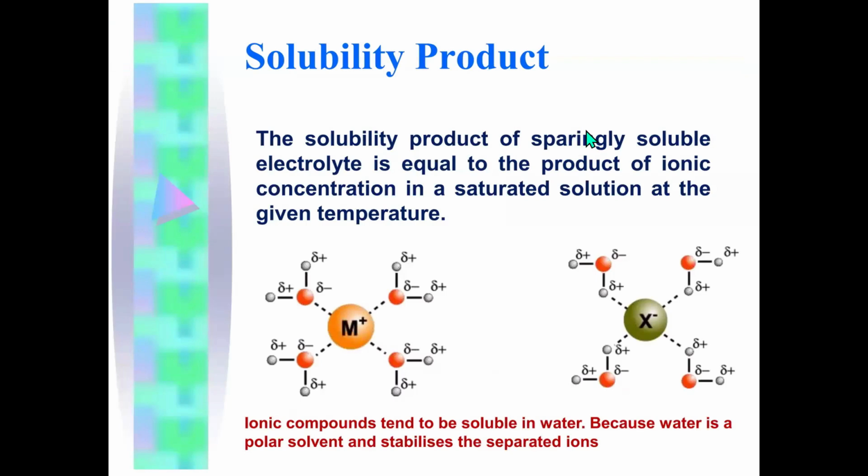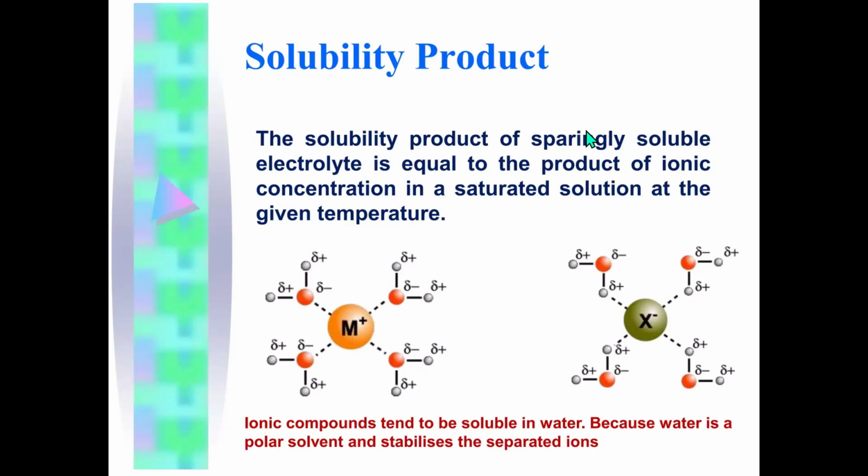The solubility product of a strongly soluble electrolyte is equal to the product of ionic concentrations in a saturated solution at a given temperature. When we are talking about solubility, generally we have different types of solid substances: soluble solutes, insoluble solutes, and partially soluble substances.